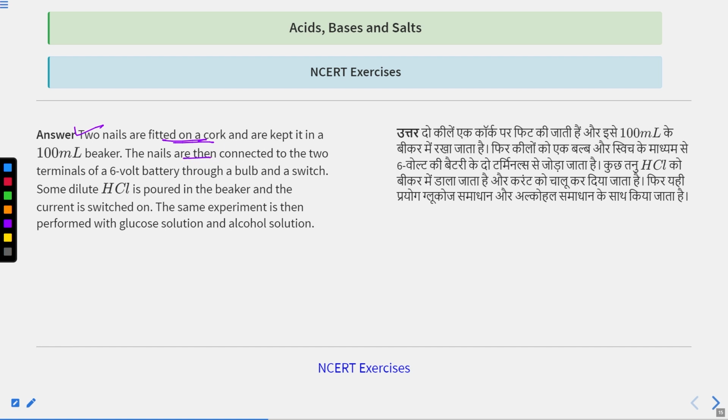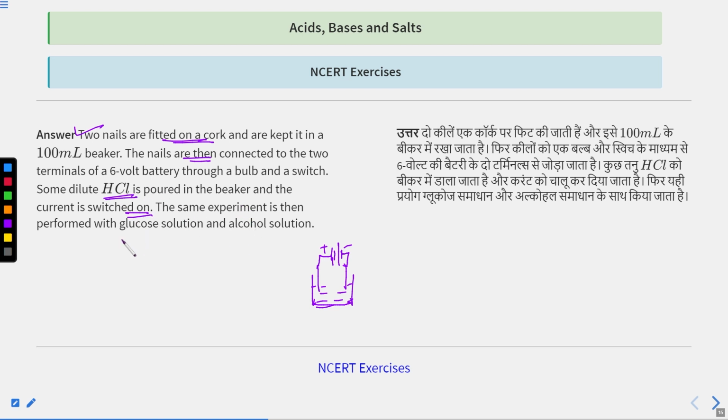The nails are then connected to the 2 terminals of a 6-volt battery through a bulb and switch. Some dilute HCl is poured in the beaker and current is switched on. It's like this: 2 nails, as I told you already, kept in a 100 ml beaker, connected with a 6-volt battery so that we can pass the electricity. And some dilute HCl is poured in the beaker and the current is switched on.